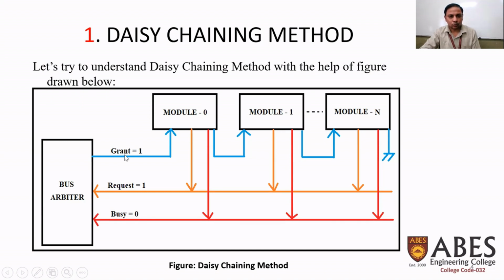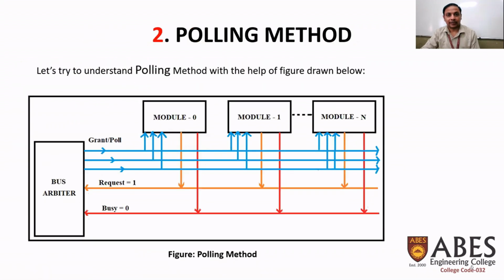As per the rule, module 0 will get the access in the first position, but it cannot pass the grant to the next one. So if this module is dead, then the entire system will fail. So the reliability of this method is extremely poor. So we have the next method.